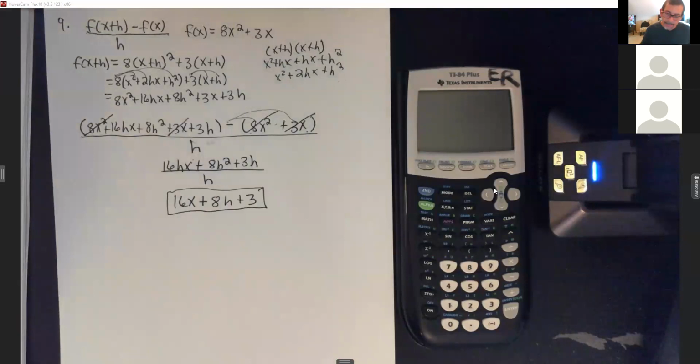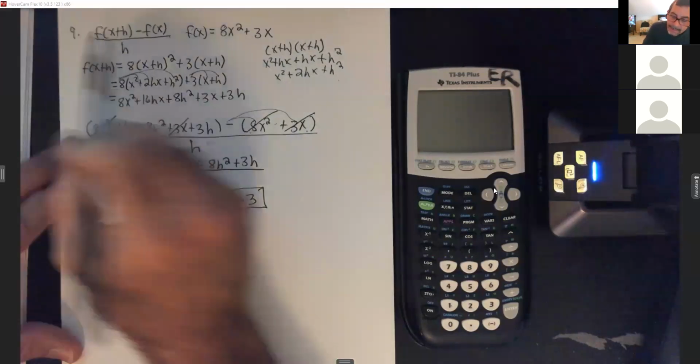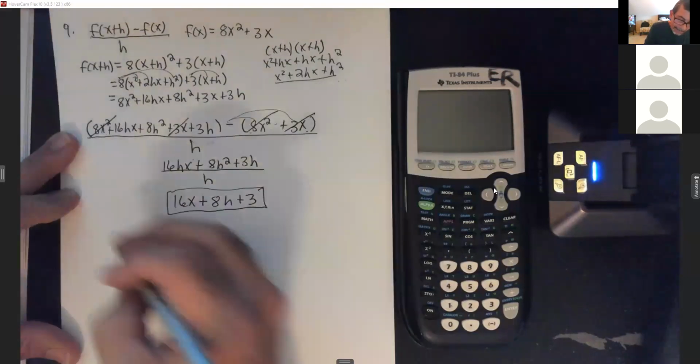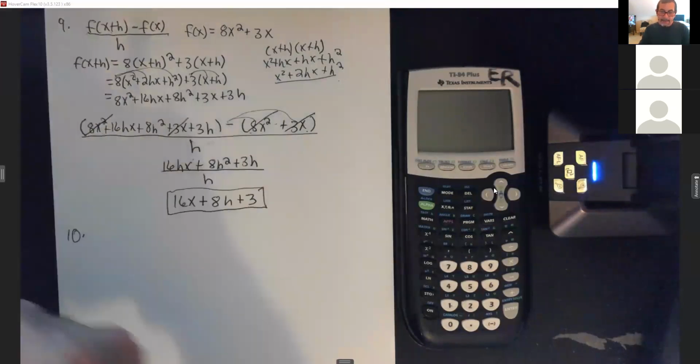So the trick on that, y'all, like I said, is finding the f of x plus h and then save that part because you'll use that on yours, okay? All right, so let me bring this over because now I got a few to graph.